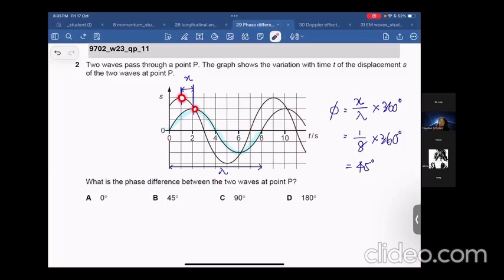When I'm at the crest, where is your crest? So here, this is one box difference. Because this is time, I don't say that this is wavelength. This is one box difference, or maybe you can say this is 1 second difference.